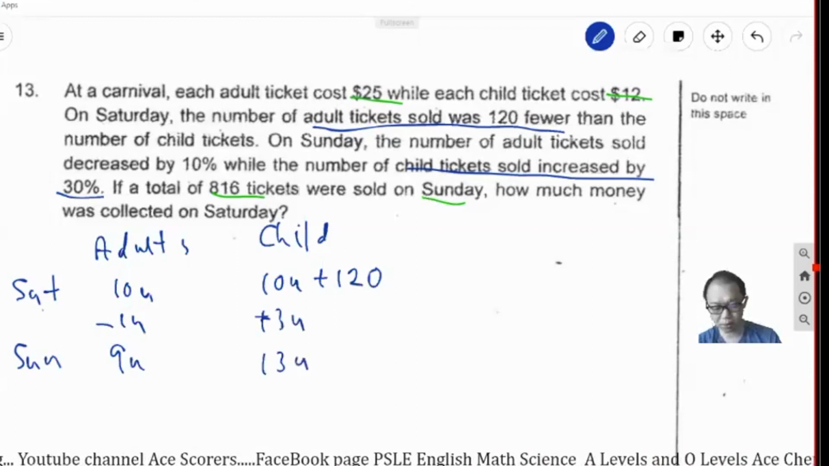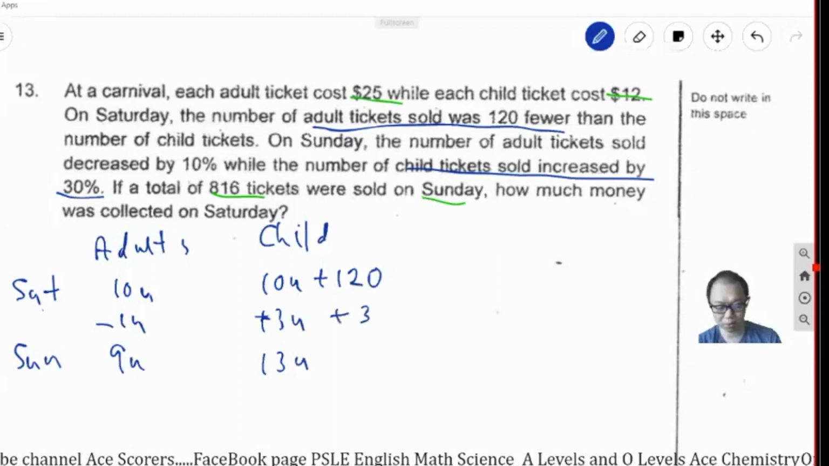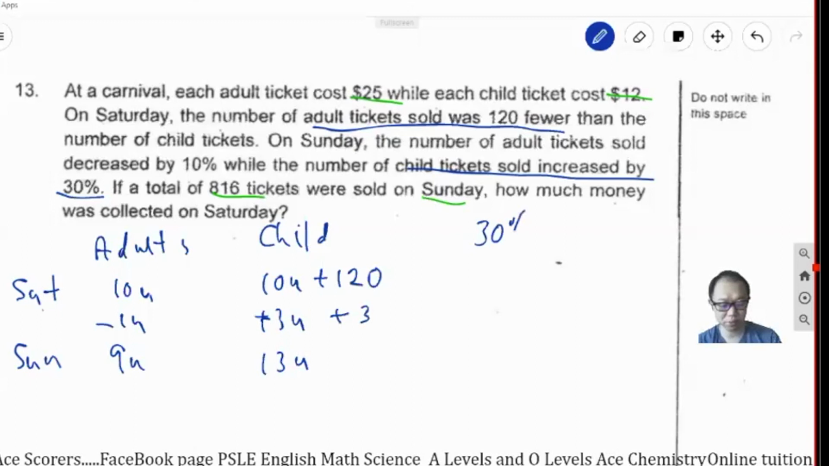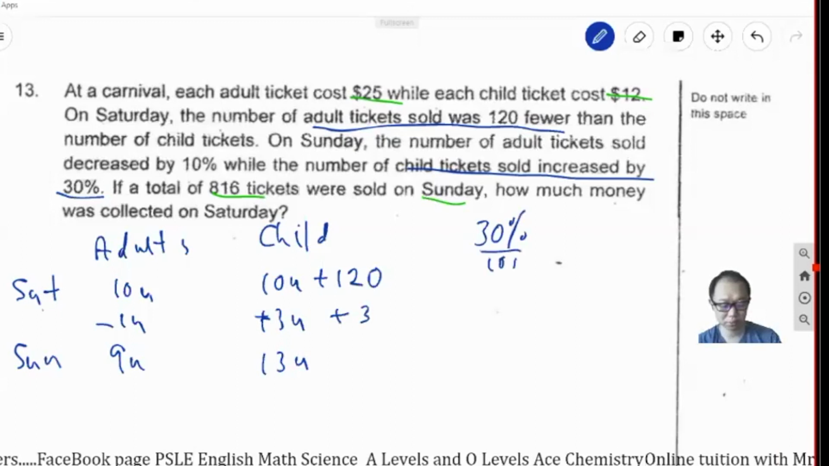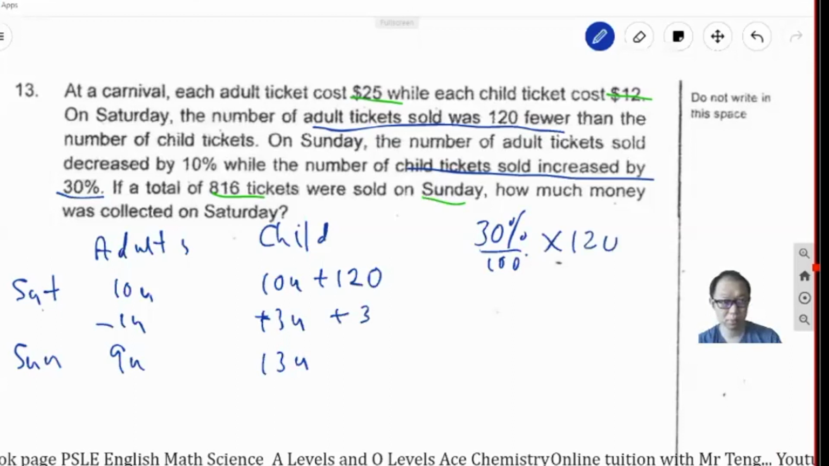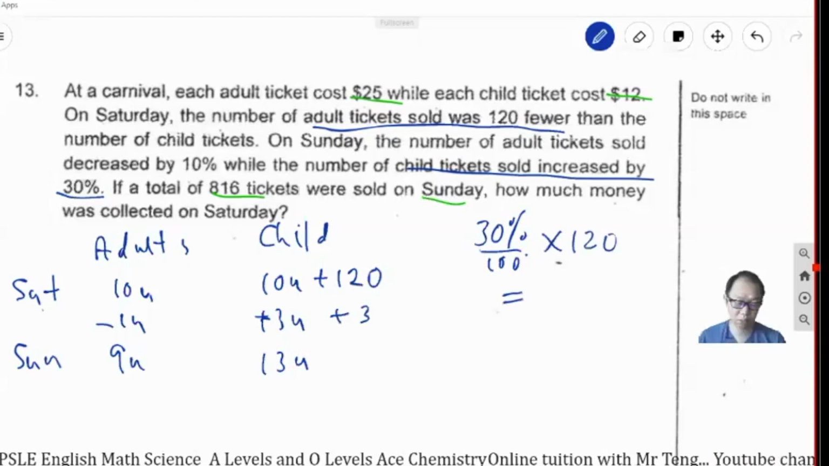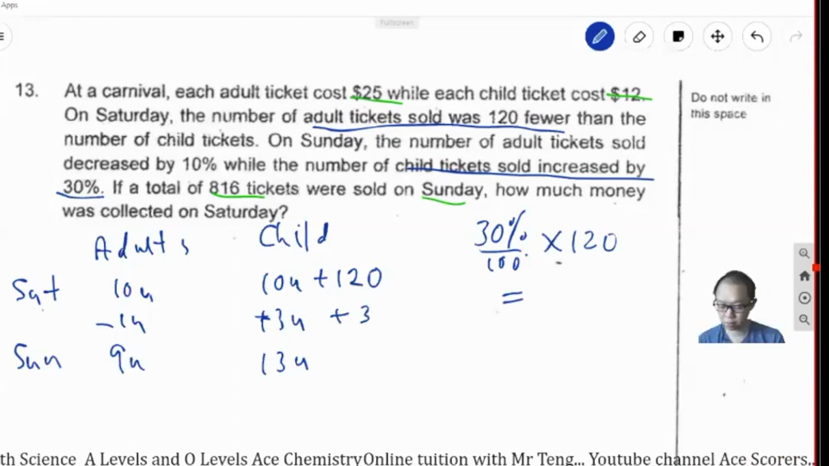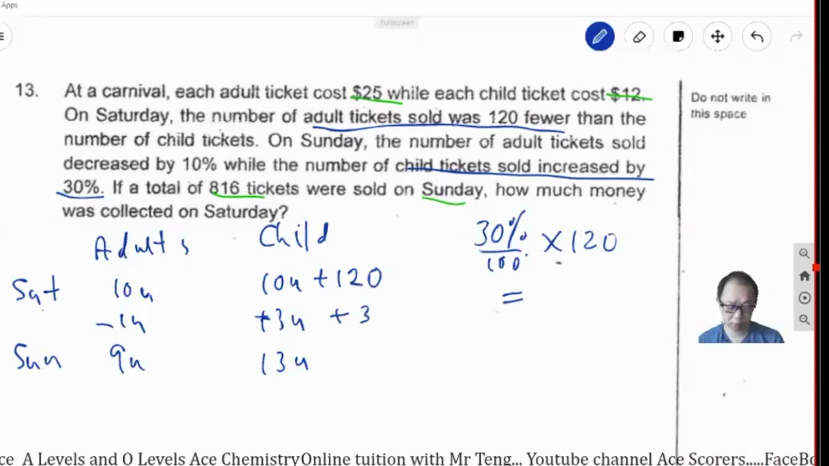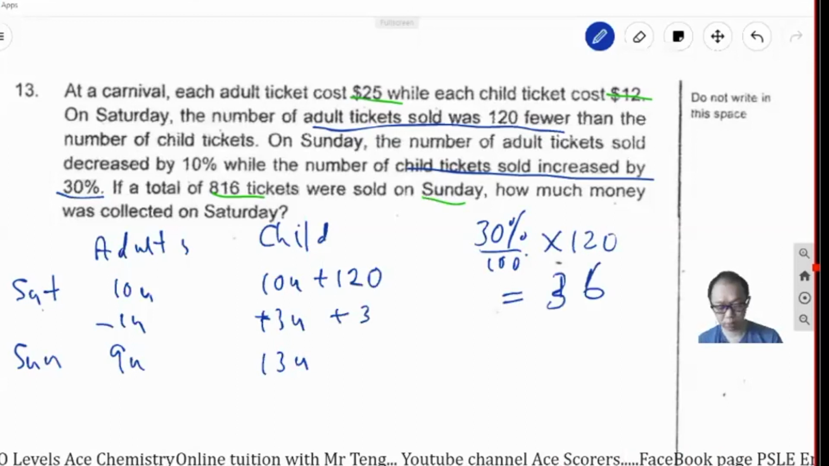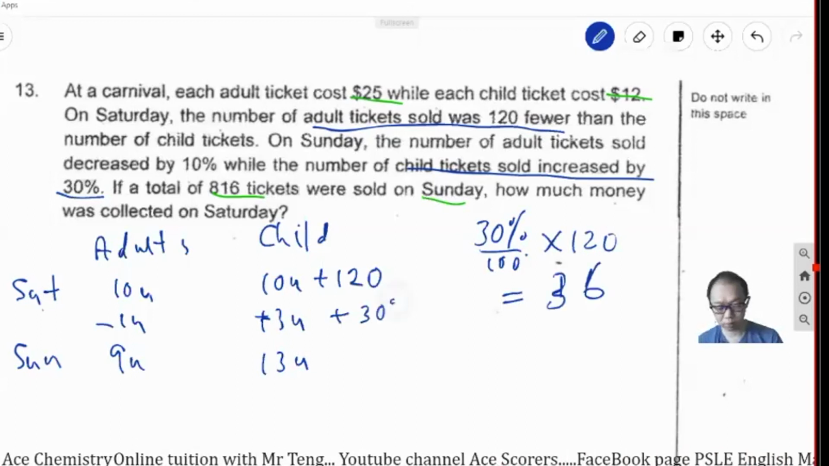But this 120, I will find 30% of 120, times 120. That gives me 120 times 0.3. It's 36. 36. So wait, plus 36.